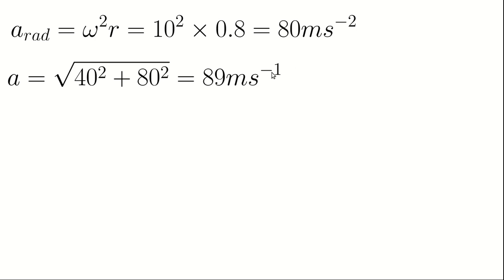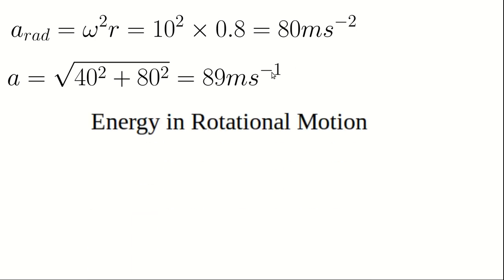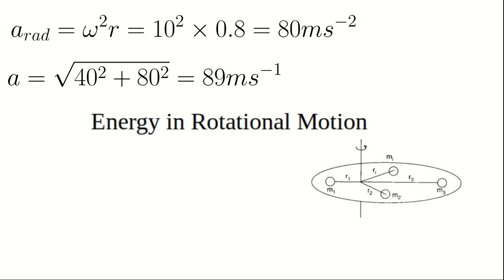Okay, so let's look at energy in rotational motion, energy stored in rotational motion. We'll consider this figure. This figure is a single body, but it can be split into several particles. So we can call them M1, M2, M3, and M4. M1 has a distance from the axis of rotation of R1. M2 has a distance from the axis of rotation of R2, likewise R3 and R4, and Mi.